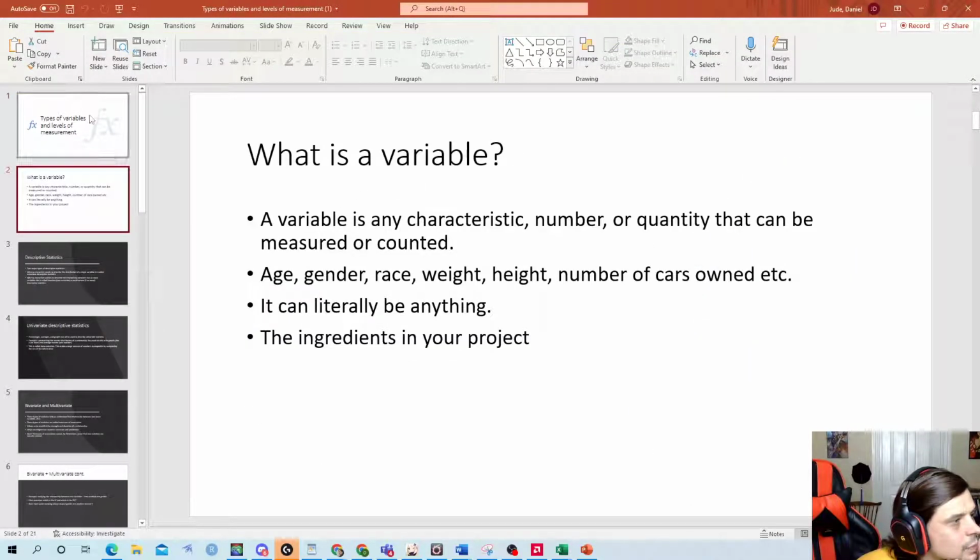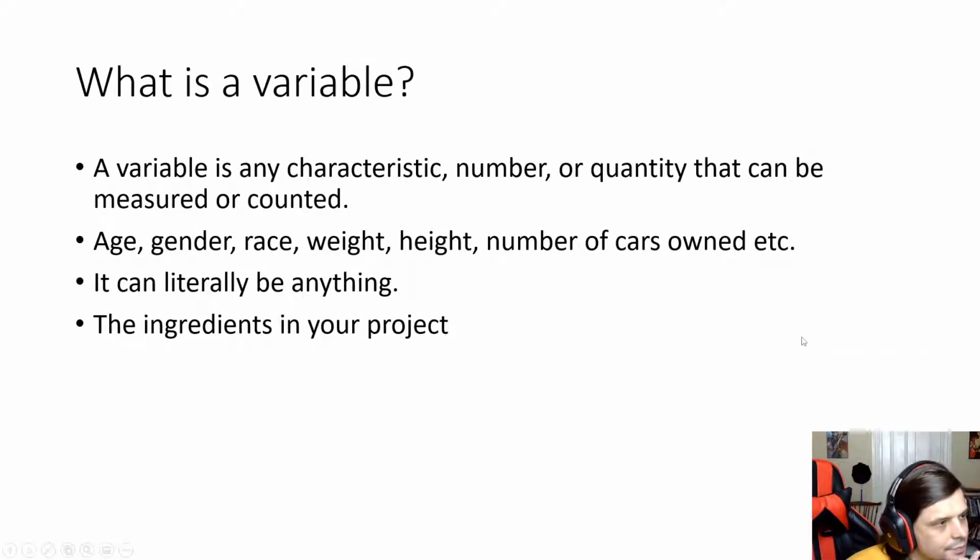So, what is a variable? Well, variables, it's anything. Literally, it's anything, okay? So, it can be age, gender, race, weight, height, number of cars owned. It's literally anything. It's the ingredients in your project.